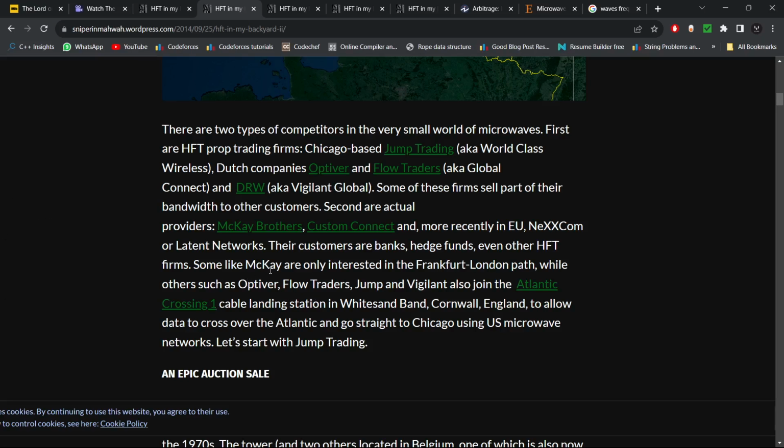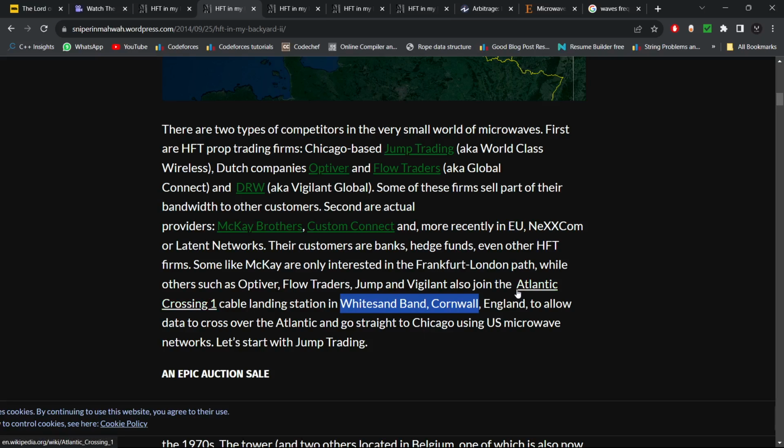So within Europe, they will be using microwave, but let's say they want to send data from a particular data center in Frankfurt to the US. From Frankfurt, they will have to reach this point in England, at White Sand Bay, Cornwall. From Frankfurt to Cornwall, they will reach via microwaves. But from Cornwall to the US, they will be going through a cable.